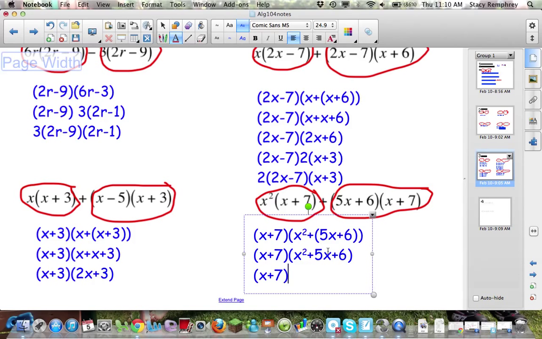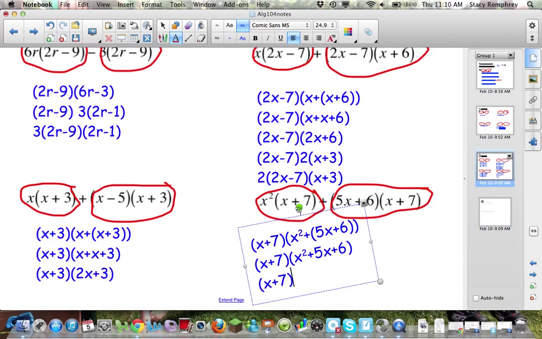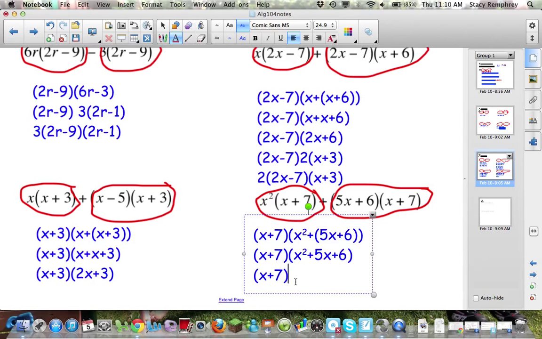But if you check, x squared plus 5x plus 6 can be factored into two binomials. So I do have a little bit farther to go with that. So this is your final answer.